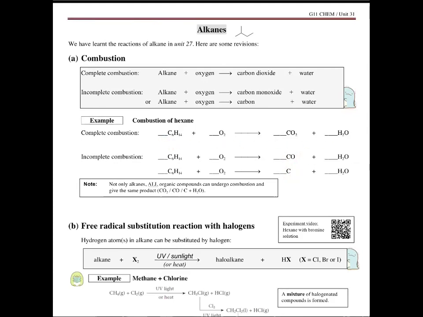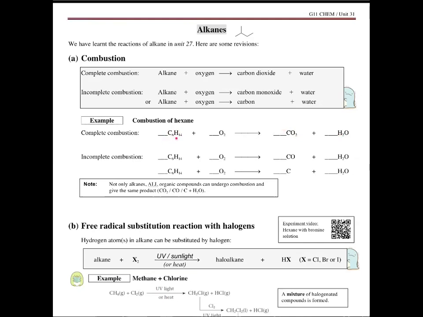So how can we do that? Let's take the first one as an example and do it together. If we start from the left-hand side, the molecule we have here is hexane. When we burn hexane completely, we expect it to form carbon dioxide and water.